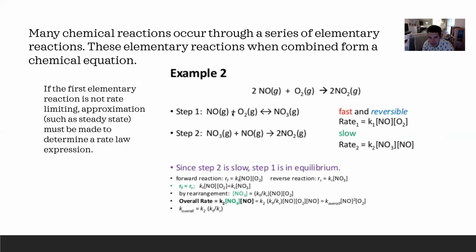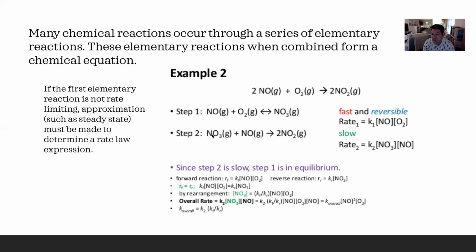So what we're seeing here is that in step one, the NO plus the O2 are in equilibrium with NO3. We are told it is fast and it is reversible. Now in step two, the NO3 plus the NO forms the 2NO2, and that's the slow step. So we want to think that step two is the rate determining step, and we're not wrong there. That is correct. But how do we determine the rate constant for it?